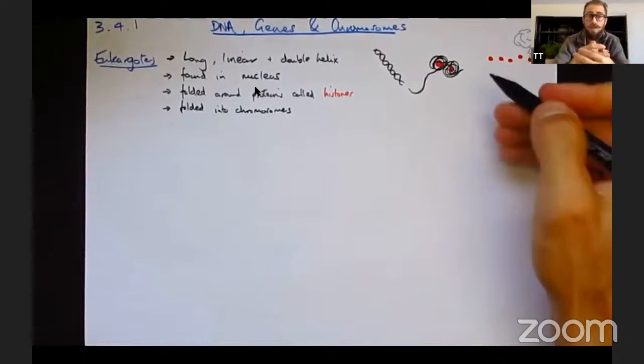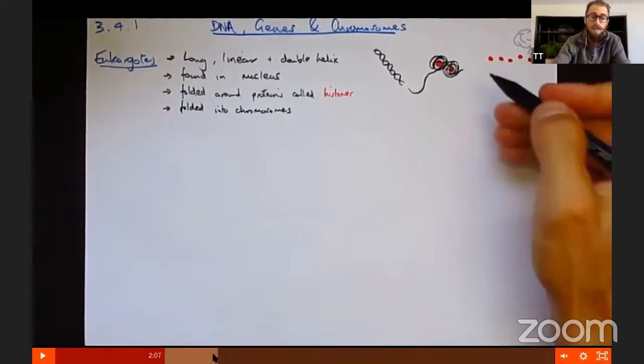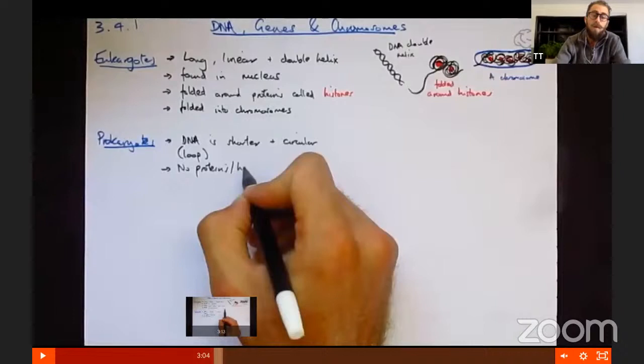It's found in the nucleus. It's folded around the proteins called histones, and then it's folded into chromosomes. You could say a nice one about having introns. You can say that for sure. You could say that prokaryotes do not have introns, while eukaryotes do have introns.